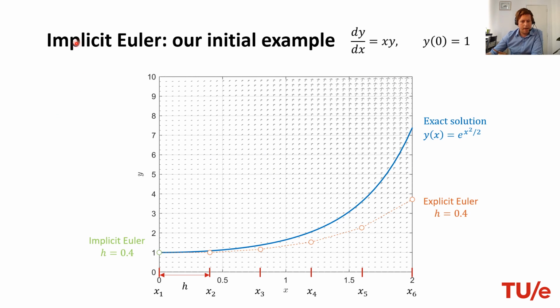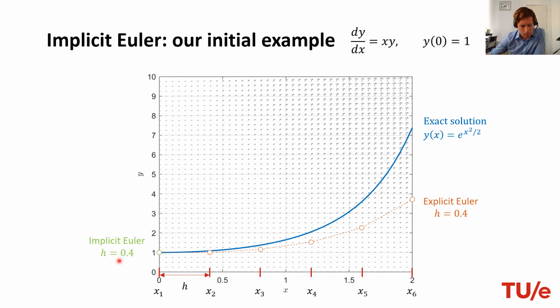Let's apply implicit Euler also to our initial example that we had over here, where we had this function f of x and y is x times y, and this initial condition y at 0 should be 1. We found this exact solution should be e to the power x squared over 2. Explicit Euler for h is 0.4 gave us this kind of solution. And let's see now what implicit Euler would do in this case.